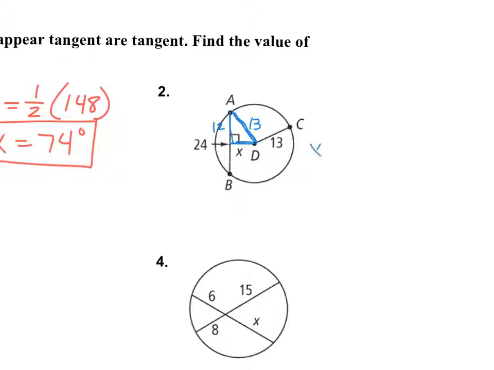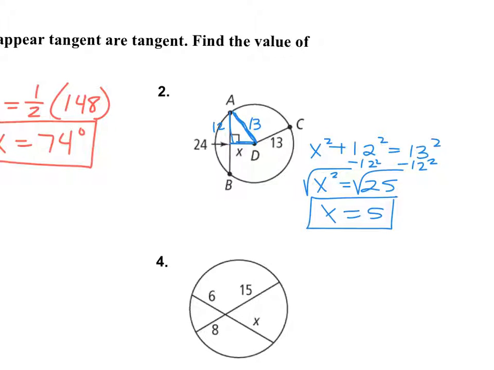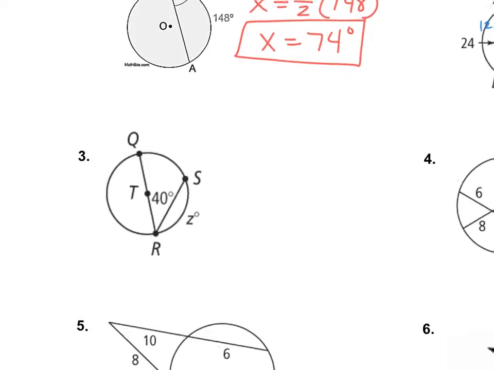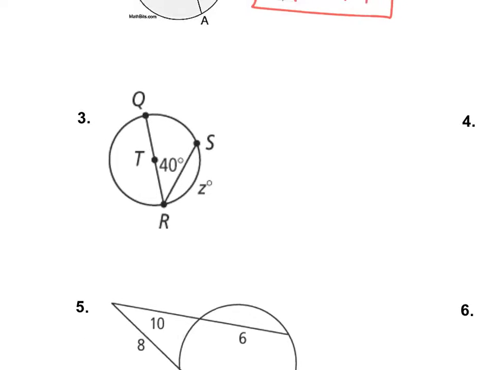So you have x squared plus 12 squared equals 13 squared. Anyone know that triple off the top of your head? It's 5. But if you don't know the triple, solve Pythagorean theorem. You get x squared equals, if you take away the 12 squared, you get 25. And then take the square root, so x is 5. Okay, questions on that? Yes, take that whole chord and cut it in half.